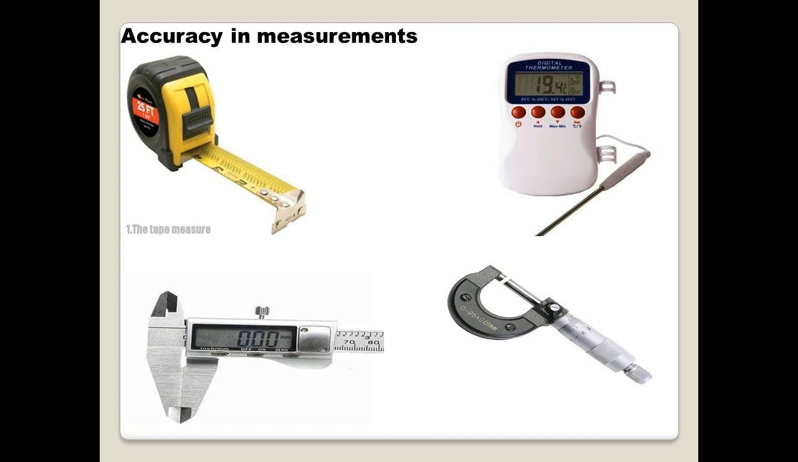Faulty instruments and human error can lead to inaccurate values. In order to get accurate values of measurement, it is always important to check the correctness of the measuring instruments. Also, repeating the measurement and taking the average value can correct the errors and give us an accurate value of the measured quantity.